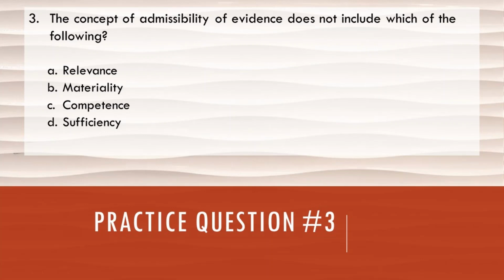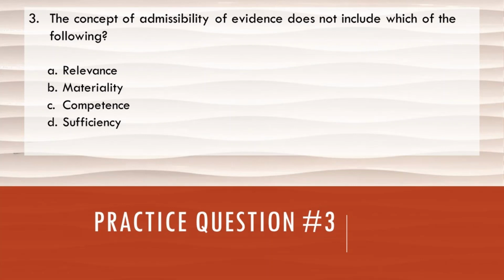You want to understand the materiality. So how large is this evidence? How small is it? Is it a lot of money? Is it little money? Or is it highly material to the specific scope of the case, or is it not material or relevant to the scope of the case at all? So now we're down to C and D, competence and sufficiency.